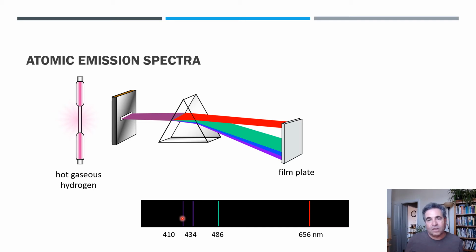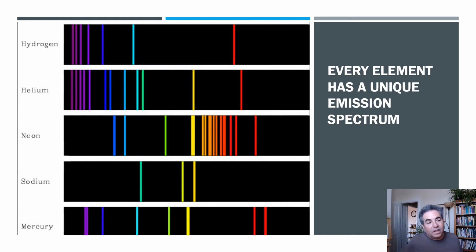Why those numbers? And why does hydrogen produce that? What if we try another element? Turns out that every element produces its own spectrum, its own pattern of lines. And that pattern of lines is distinctive for that element. So whenever you see a 656 nanometer line, a 485 nanometer line, a 435 nanometer line, a 410 nanometer line, that's hydrogen. Nothing else has got that pattern and those particular wavelengths.